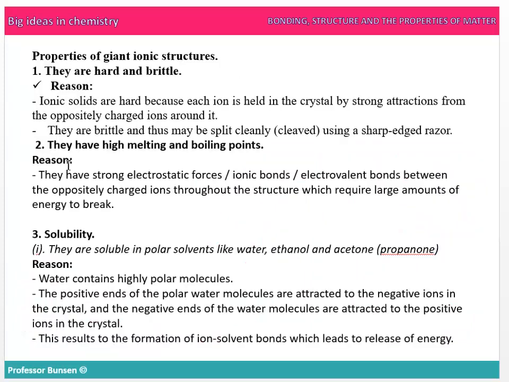Here, I have a summary of the general properties of giant ionic structures, and one of them is that they are hard and brittle. Ionic solids are very hard because the ions are held together by strong forces of attraction. They are brittle and thus may be split cleanly or cleaved using a sharp-edged razor. Just like a knife or even a razor blade, you can easily cut a sodium chloride structure. I talked about high melting and boiling points because of the strong ionic bonds.